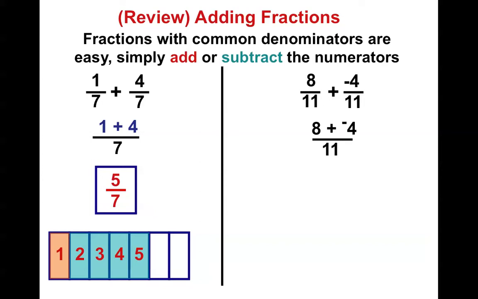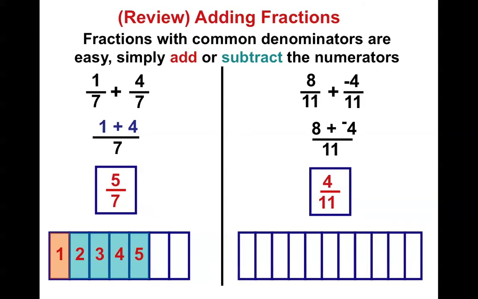If I have positives and negatives, well, we can think about this. I have 11ths. 8 plus negative 4 is 4, so I get 4 11ths. Basically, here's some 11ths, one thing broken into 11 pieces. Here's 8 of them. And with negative 4, I want to take away 4 of them. What am I left with? 4 11ths.